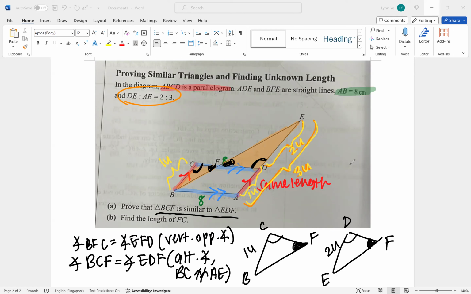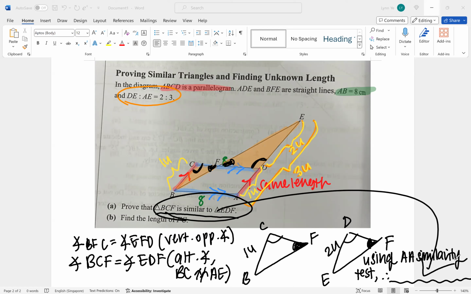And now from here, you can say using what? So students, answer using what? Yes, similarity, because that's what your teacher wants, to add in the word similarity. Using AA similarity test, therefore I can say that. What can I say, people? Therefore, yes, just copy, paste, the end. Okay, so right now, let's move on to B.